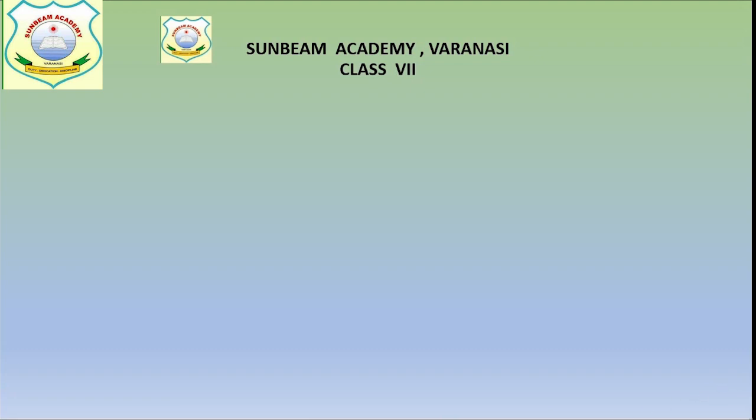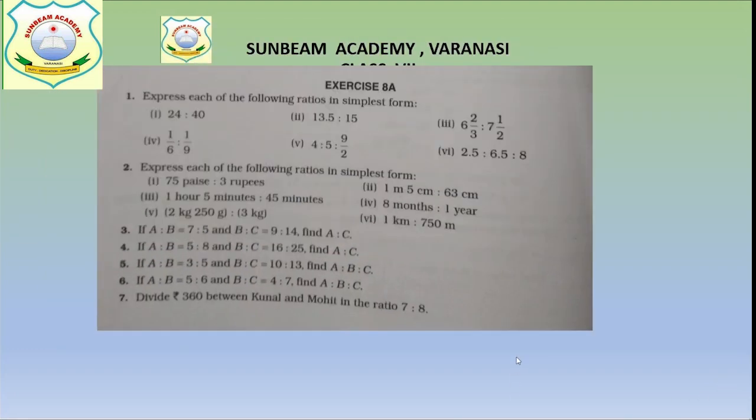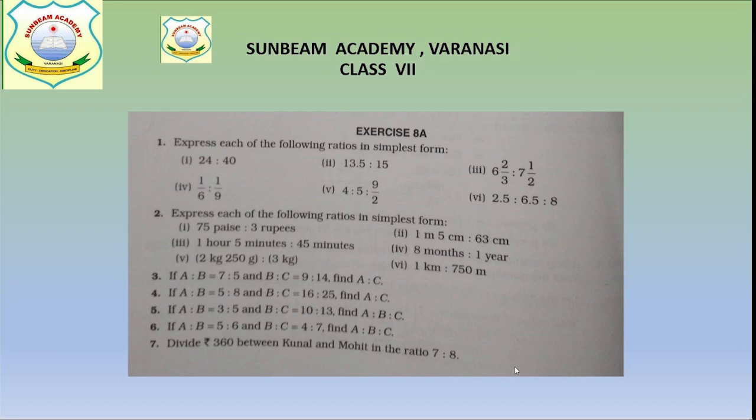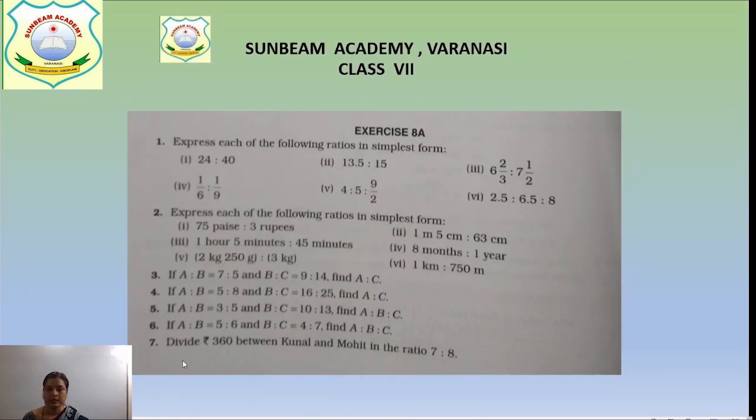Now, if you see question number 6, it is: if A is to B is equal to 5 is to 6 and B is to C is equal to 4 is to 7, then find A is to B is to C. I think in the previous class I have already explained how to solve this. Okay, but let me show you the steps. Just write down question number 6 in your notebook.